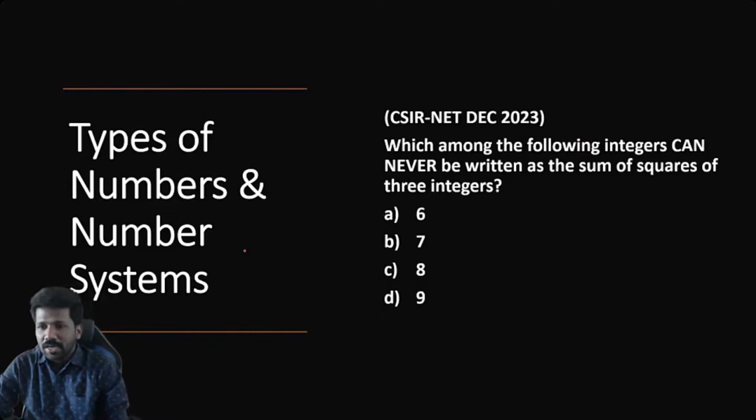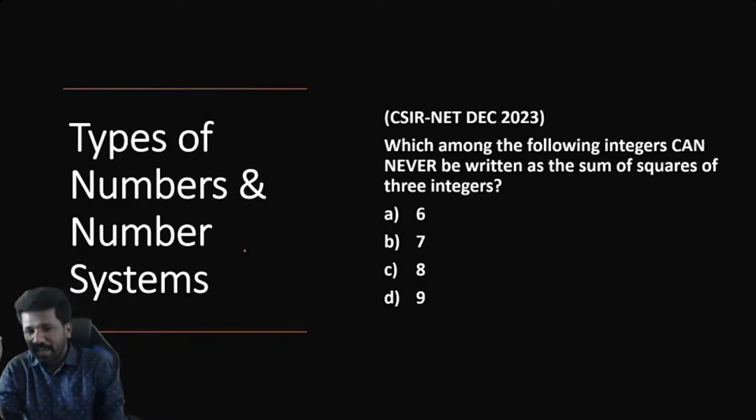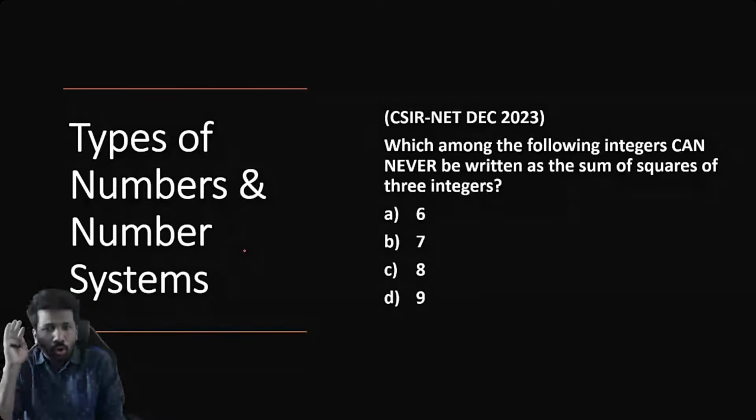Types of numbers ka ek question ye hai. Which of those integers can never be written as sum of squares of 3 integers? There is a theorem called Lagrange's theorem. December 2023, this was asked in 3 different papers. 3 different subject papers, 3 different subjects aptitude paper mein ye question tha. Ye same model ka question. That is why I'm saying all subject ka aptitude paper similar hai.